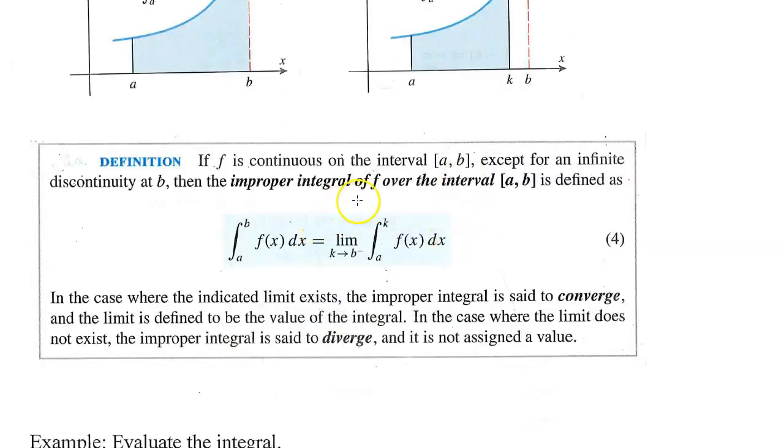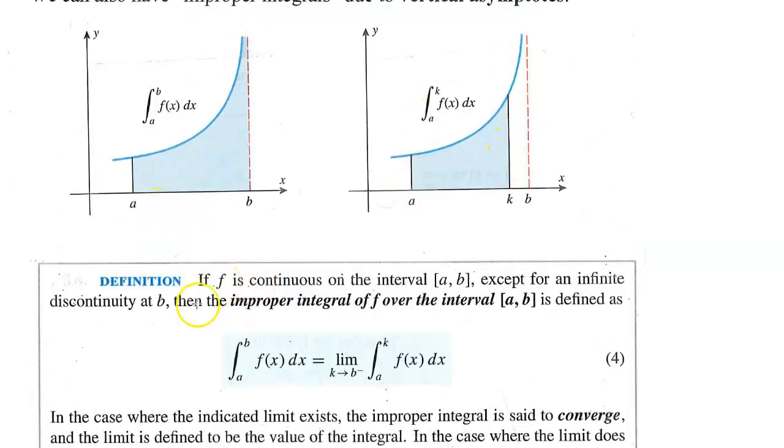So if f is continuous on the interval a to b except for an infinite discontinuity at b, just like these situations, now the vertical asymptote could be way up here, or it could be down this way. But then the improper integral of f over the interval from a to b is defined to be this. Again, integrating from a to b is like integrating from a to k, and then taking the limit as k approaches b from the left. So that negative really means from the left. You have to do this if you have a vertical asymptote like this, or you have an infinite discontinuity at the b.